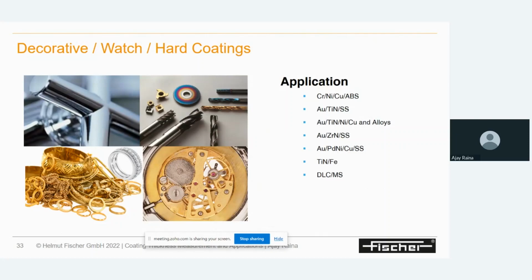Gold and hard coating zirconium nitrate can be checked easily with Fisher XRF instruments. Gold, platinum, nickel on copper on SS can be checked easily with XRF instruments. Hard coatings like DLC or titanium nitrate: DLC can be checked with the DFT meters, and titanium nitrate can be checked with ED-XRF instruments.